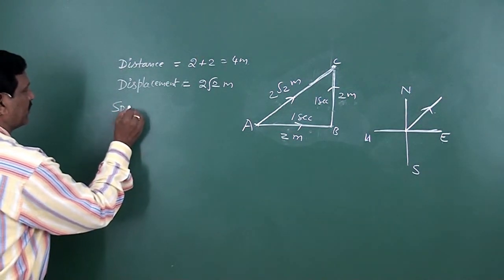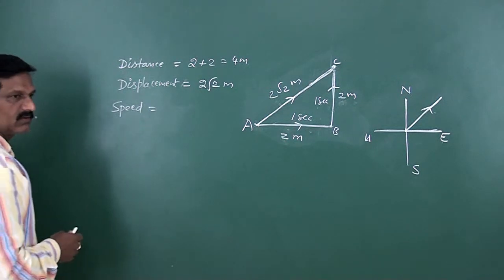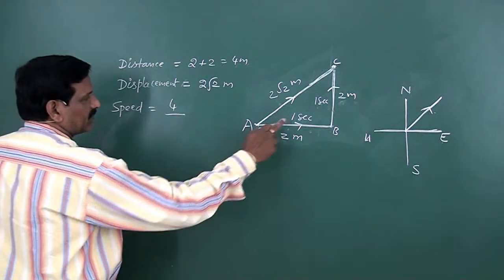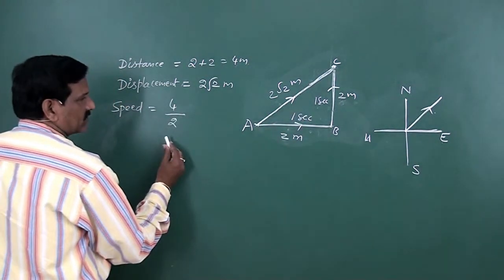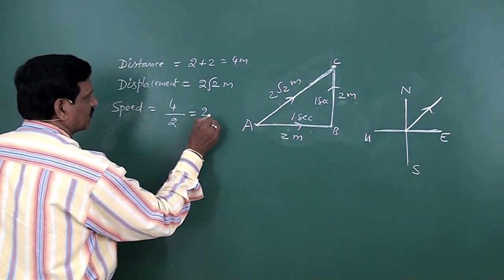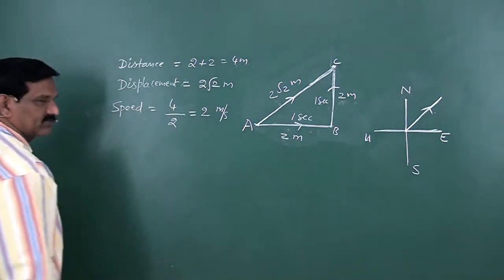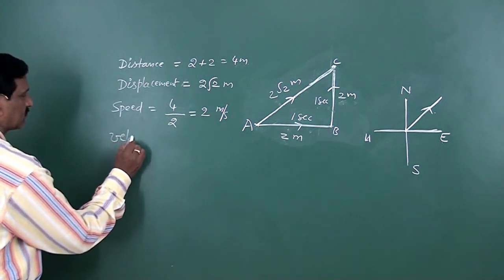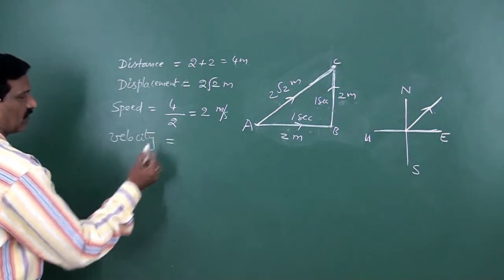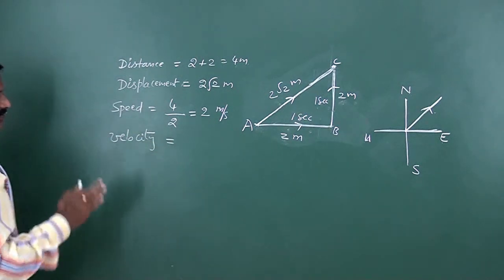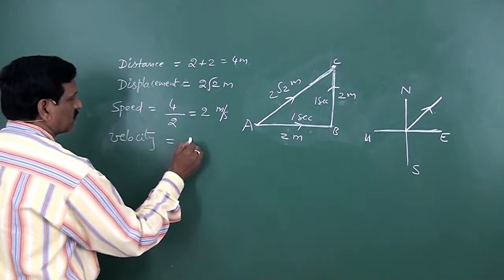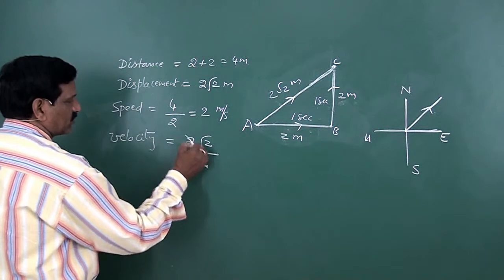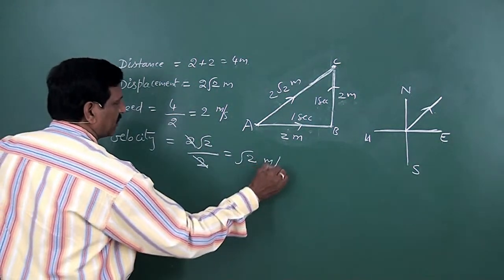Now you write speed. Speed means distance by time. Here distance is 4 meter, and the total time taken is 1 plus 1, 2 seconds. So 4 by 2, which means 2 meter per second. This is speed. Now you write velocity. Velocity is equal to displacement by time. Here displacement is 2 root 2, so 2 root 2 by time taken, which is 2. Hence 2 cancels. This is root 2 meter per second.